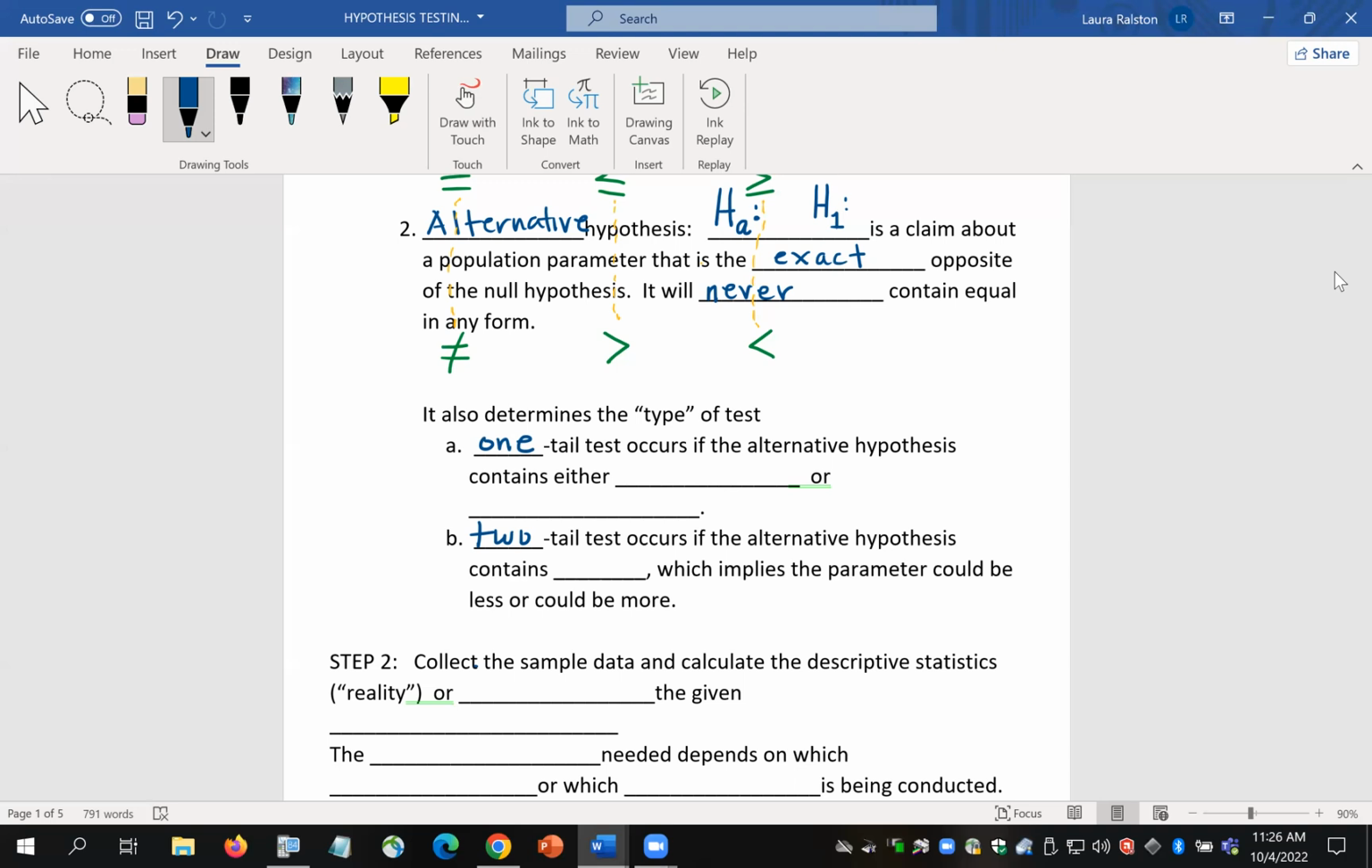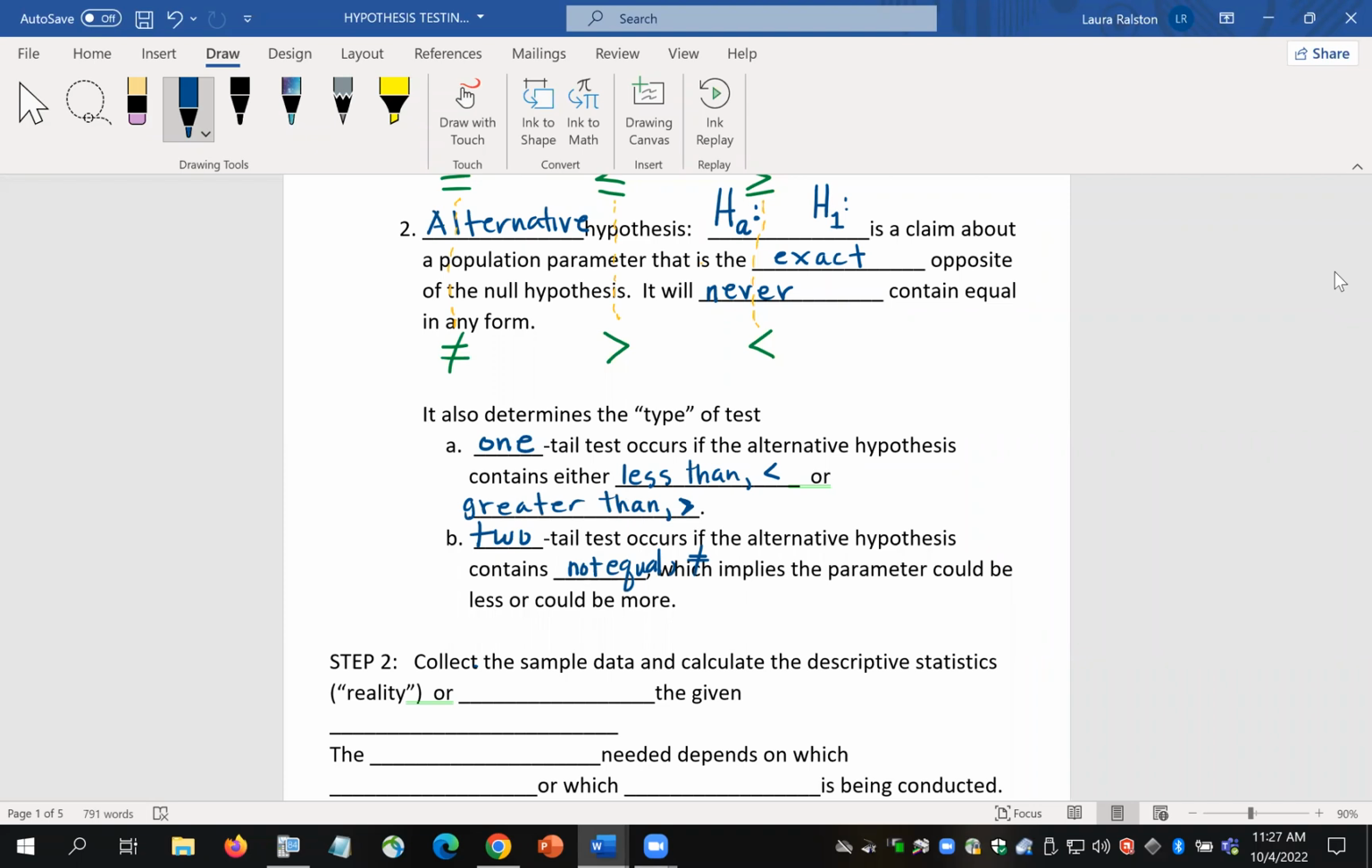A one-tailed test occurs if the alternative hypothesis contains either less than or greater than. And I'll try to give you some information here in just a minute so it'll make more sense to you maybe. A two-tailed test occurs if the alternative hypothesis contains not equal, because not equal implies that it could be less or it could be more.